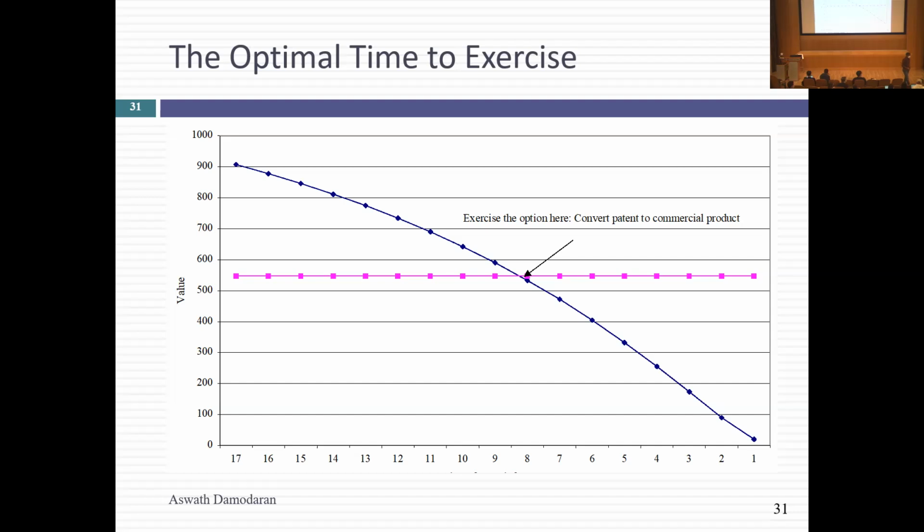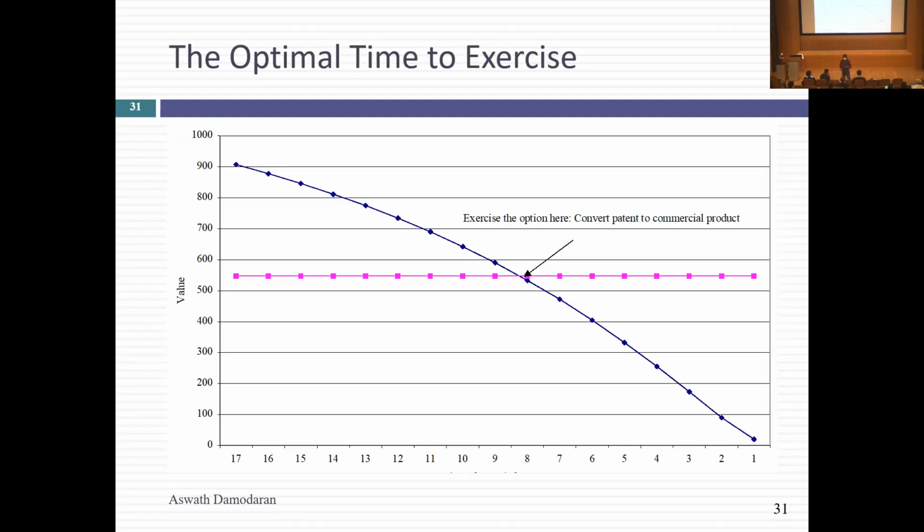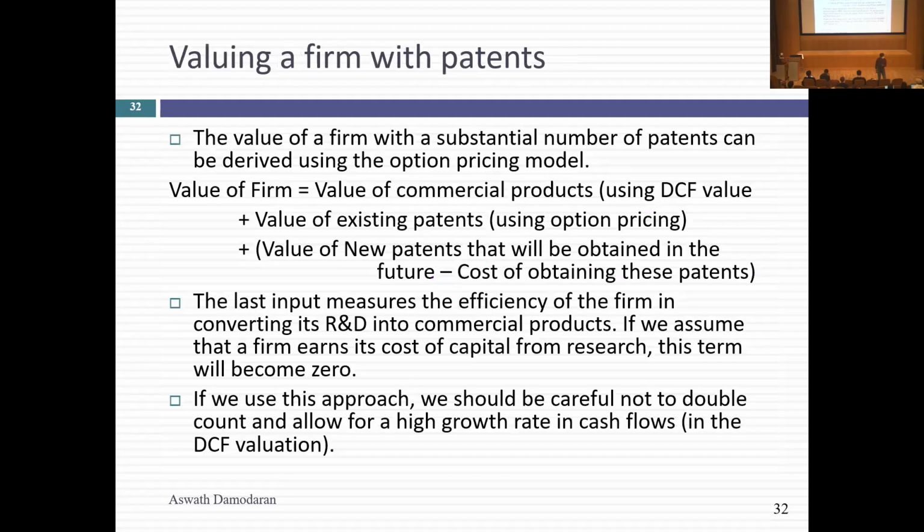Merck was working on its own MS drug, and they thought in 4 years that drug would come out. You know what that's going to do to your cost of delay, right? Instead of being 1/17, you put in 1/4. That'll make the value of the option about 480 million, less than the present value. So if you're in a competitive pharmaceutical market, the optionality will not kick in. You lose the optionality. But if you're a monopoly pharmaceutical company, guess what you're going to do? You're going to take your time.